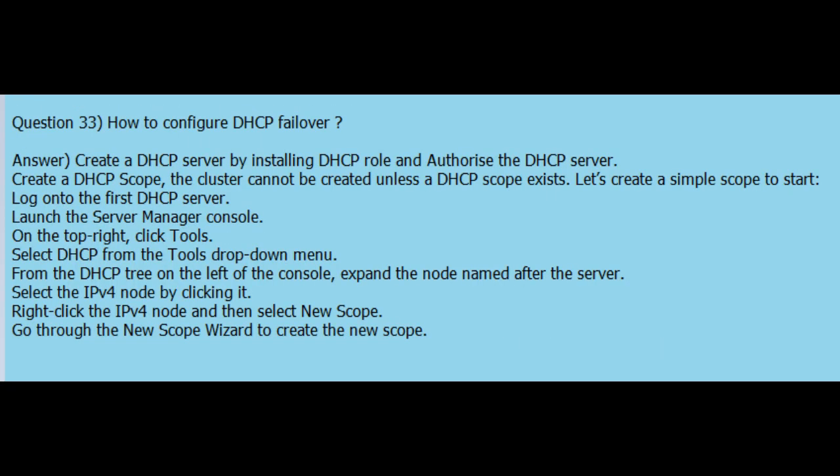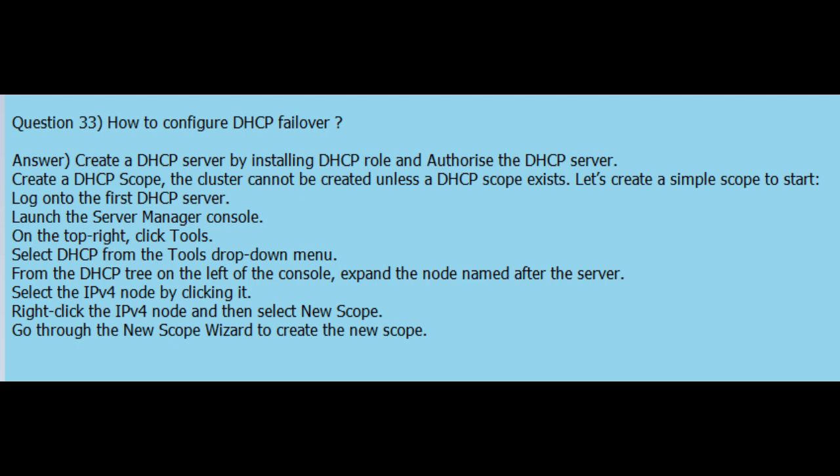Question 33. How to configure DHCP failover? Answer. Create a DHCP server by installing the DHCP role and authorize the DHCP server. Create a DHCP scope. The cluster cannot be created unless a DHCP scope exists. Let's create a simple scope to start.